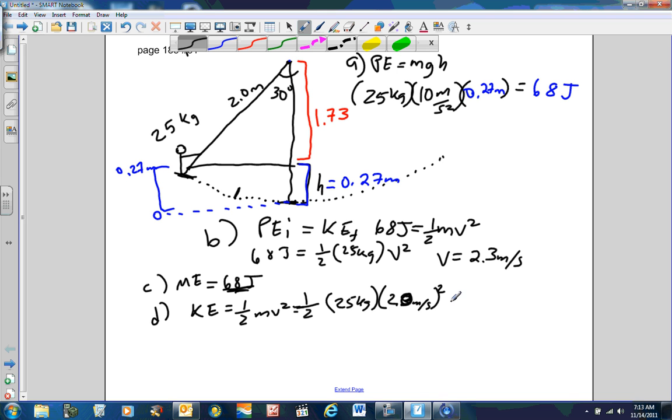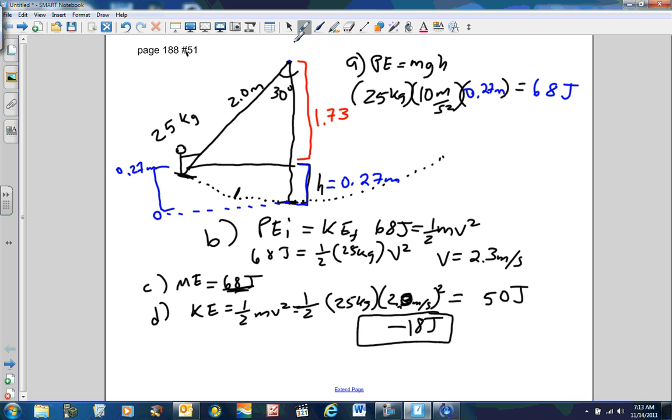Well, they asked the question, what if the child is only moving with 2 meters per second down here at the bottom instead of 2.3? Well, that means my kinetic energy is 1/2 mv squared, which is 1/2 times 25 kilograms times 2.0 meters per second squared. Remember, they changed the velocity to 2 meters per second, not 2.3. So when I do that, I get an energy of only 50 joules. Well, that is negative 18 joules less than 68. That is the answer to that question. That is how much energy was lost due to friction, which in this case would be air resistance. So he lost 18 joules. So that is how you do number 51 on page 188.